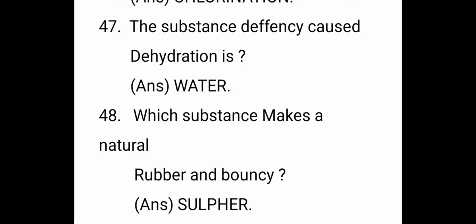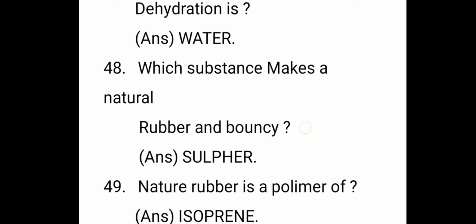The next question, the substance whose deficiency causes dehydration is water. A person, man or woman, must drink more than 4 to 5 liters of water per day commonly, and in the summer season it may increase. When the water quantity taken is less, dehydration takes place. It is very dangerous to our health. That is the main cause.